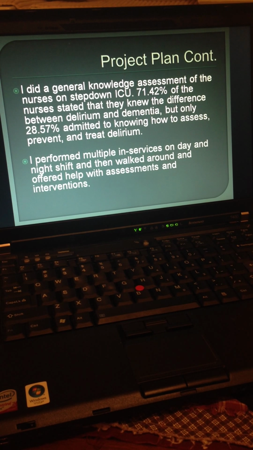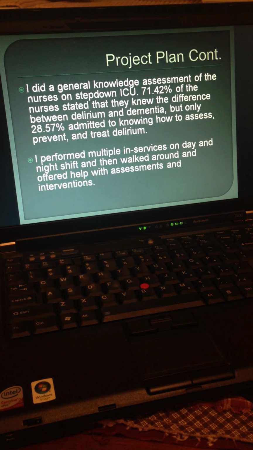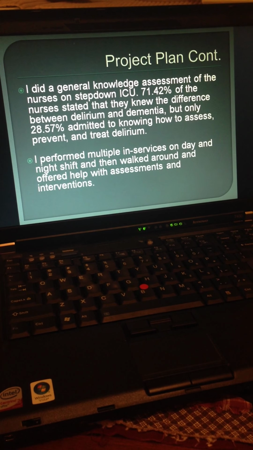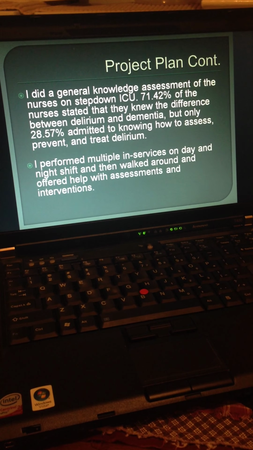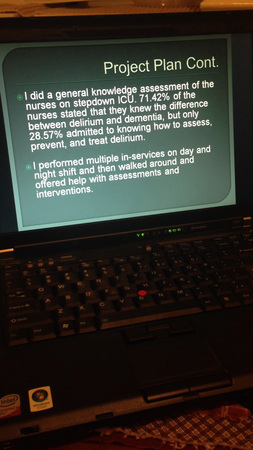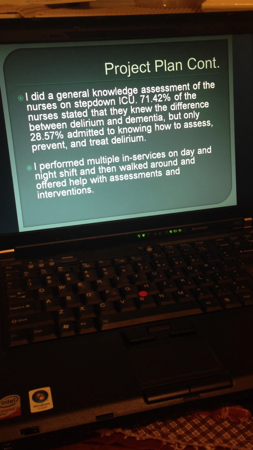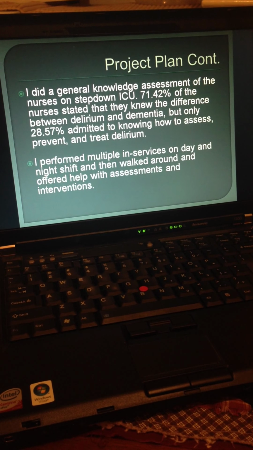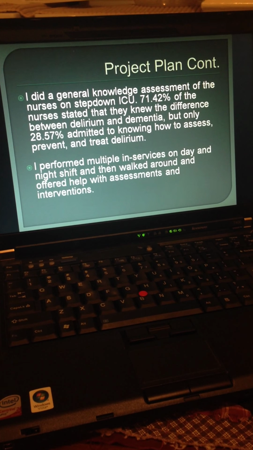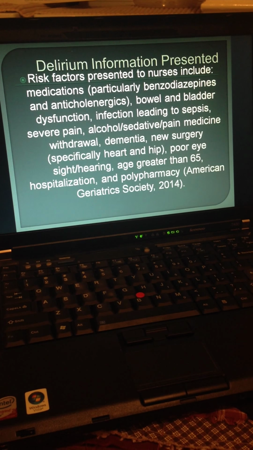I did a general knowledge assessment of the nurses on step-down ICU, and 71.42% of the nurses stated that they knew the difference between delirium and dementia. Since they are similar, sometimes nurses have difficulty determining which is which, but only 28.57% admitted to knowing how to assess, prevent, and treat delirium. I performed multiple in-services on day and night shift, and then walked around and offered help with assessments and interventions. I presented this information to the nurses.